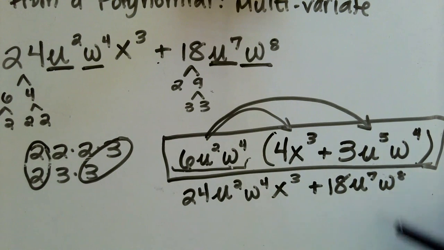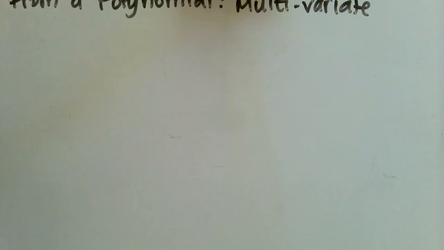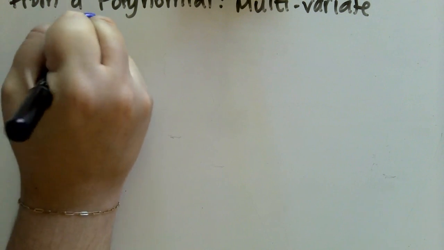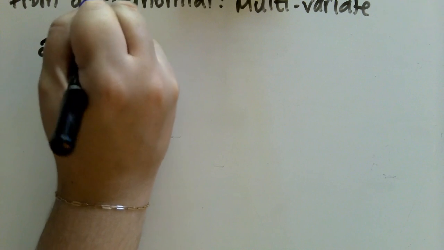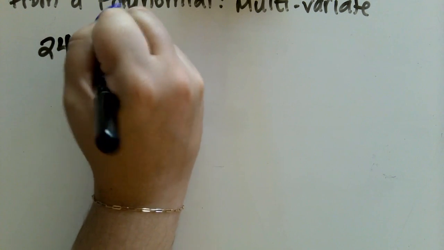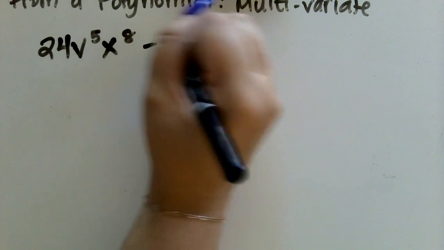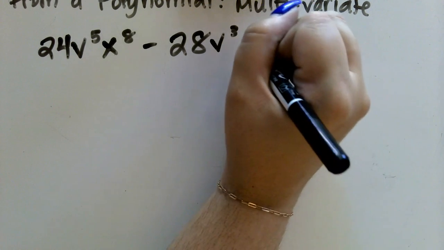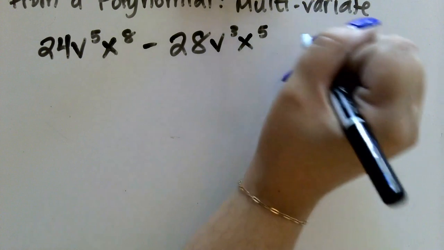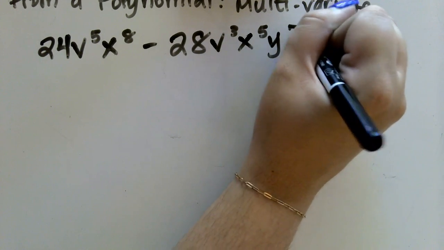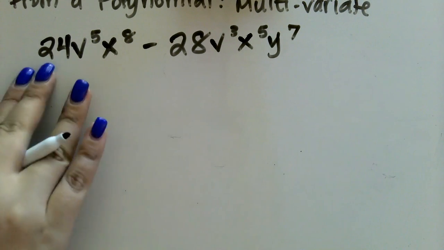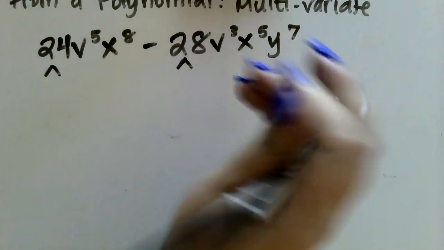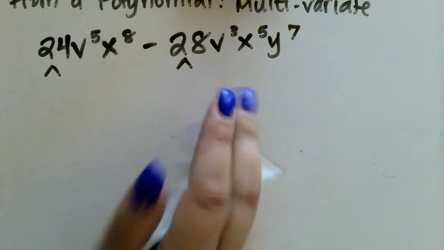Let's go ahead and do one more quick example. I'll go a little bit quicker. This time, we are going to have 24v to the fifth, x to the eighth, minus 28v to the third, x to the fifth, and y to the seventh. We always want to start by factoring our coefficients. That is always our step one, because we can do the rest of it pretty easily.